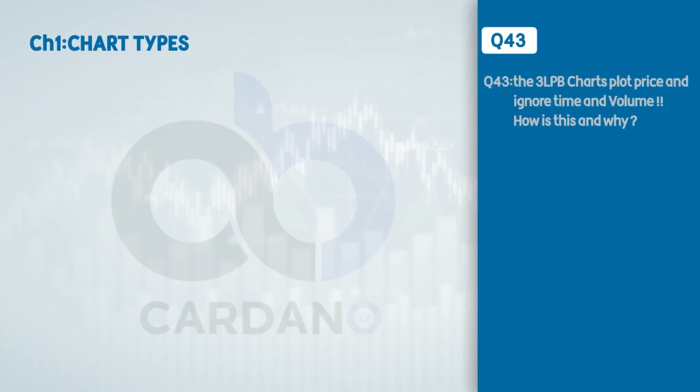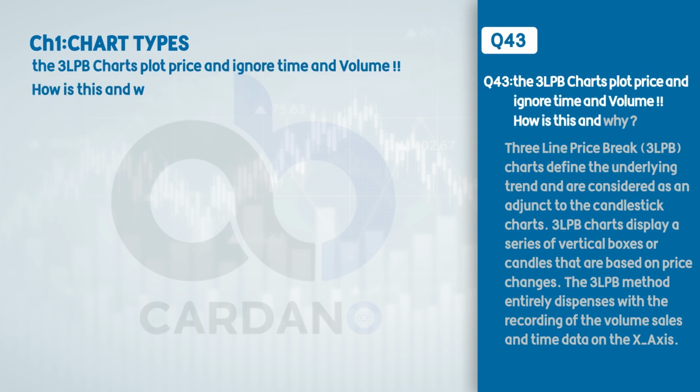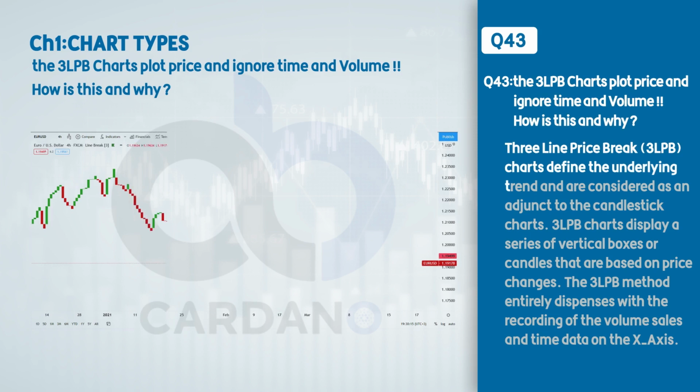Point number 43. 3 LPB charts. The 3 LPB charts plot price and ignore time and volume. How is this and why? The answer is 3-line price break. 3 LPB charts define the underlying trend and are considered an adjunct to the candlestick charts.